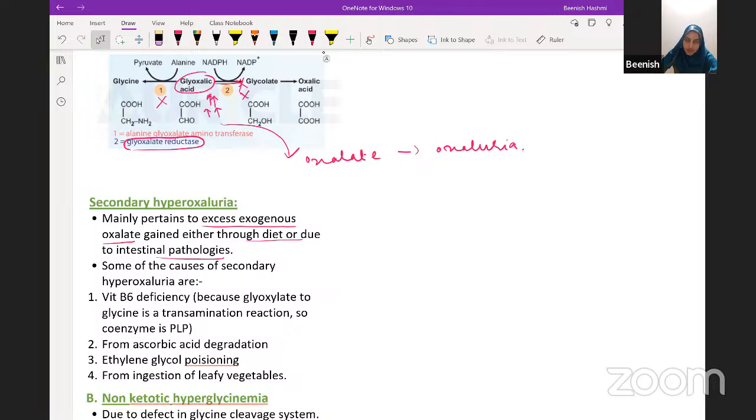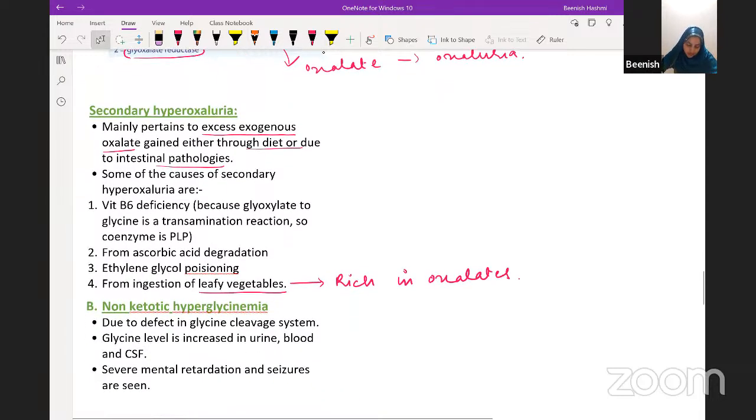Then from ascorbic acid degradation, you get exogenous oxalate, then ethylene glycol poisoning, and from ingestion of leafy vegetables, because they are also rich in oxalates. So these are the sources from where you can get excess exogenous oxalate leading to secondary hyperoxaluria.